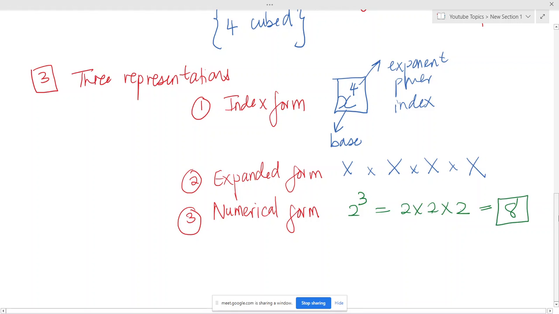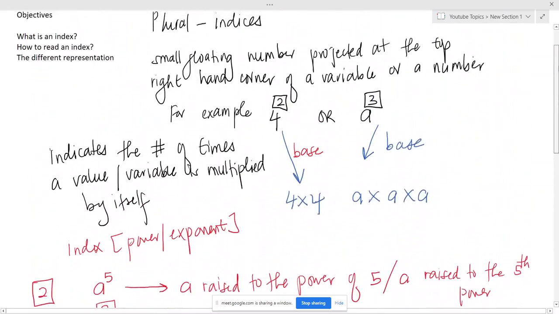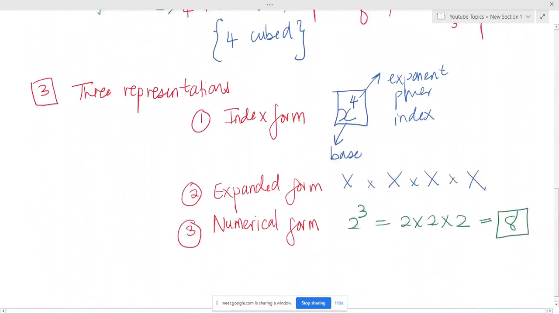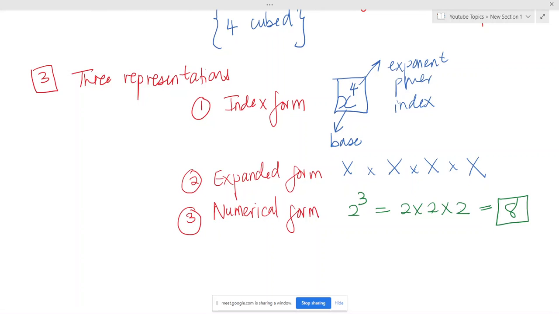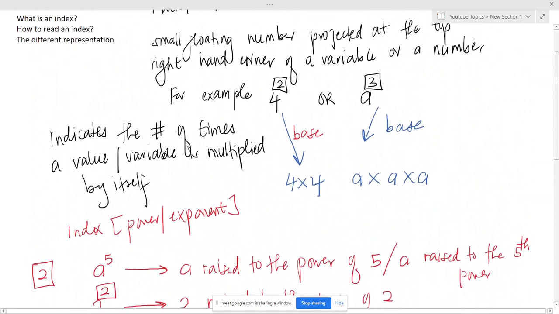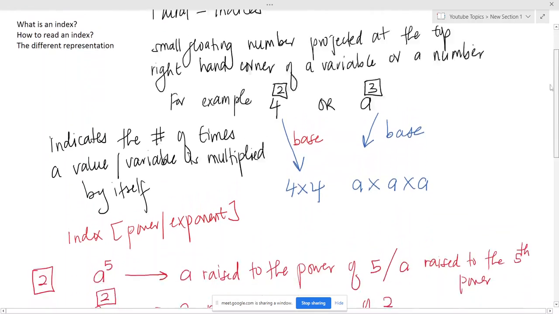Thank you very much for watching this video. That's just the introduction to indices. All you need to know about it, just the basic idea. I'll be posting videos on the different rules that govern indices. There are some rules that you can apply. Once you see a certain set of conditions, you can go ahead and just apply the rules.